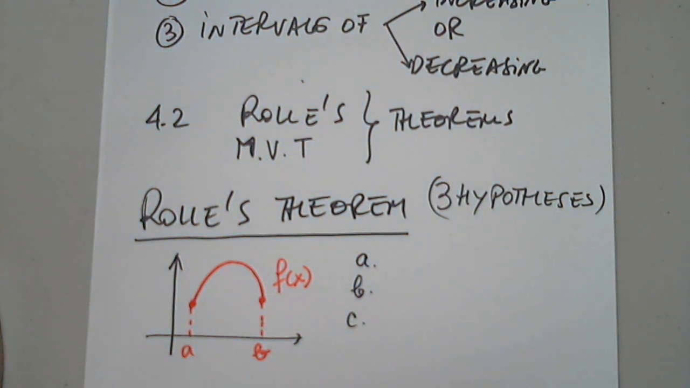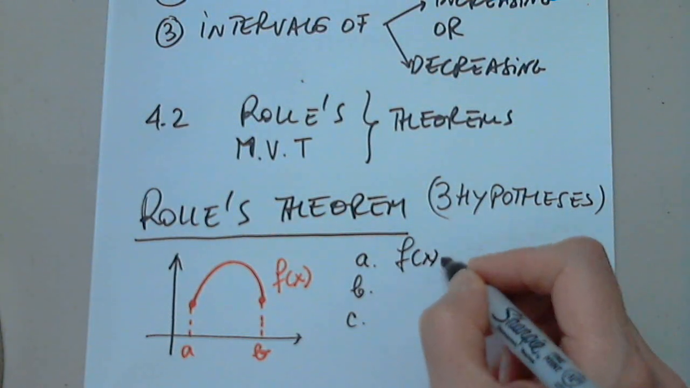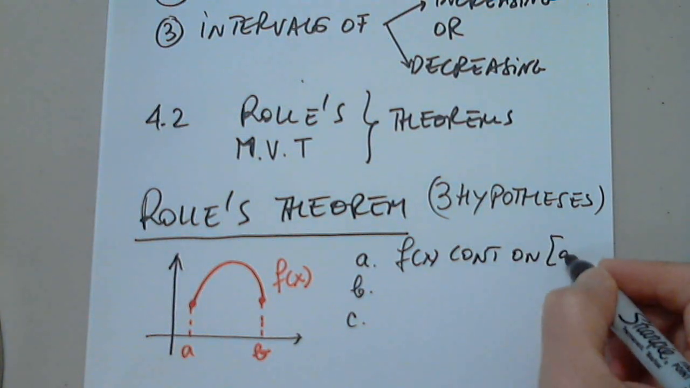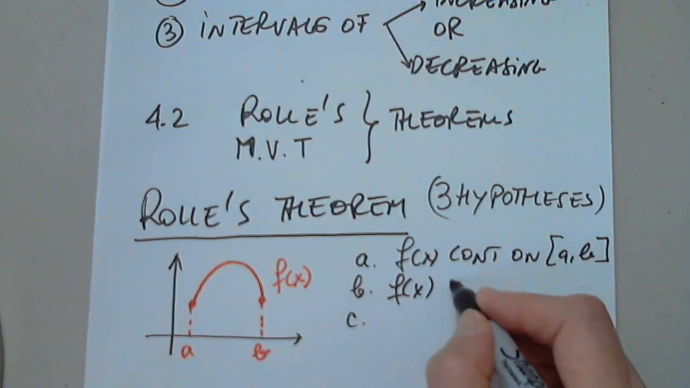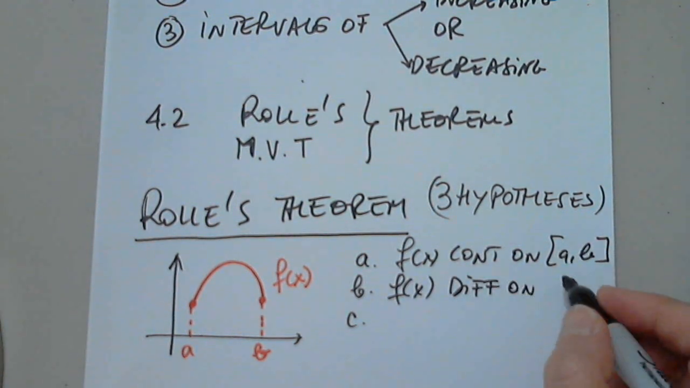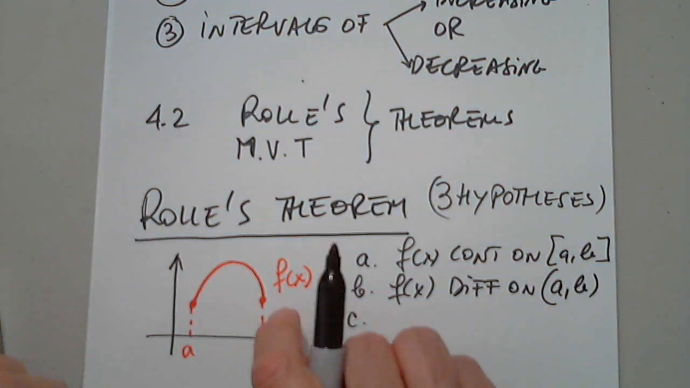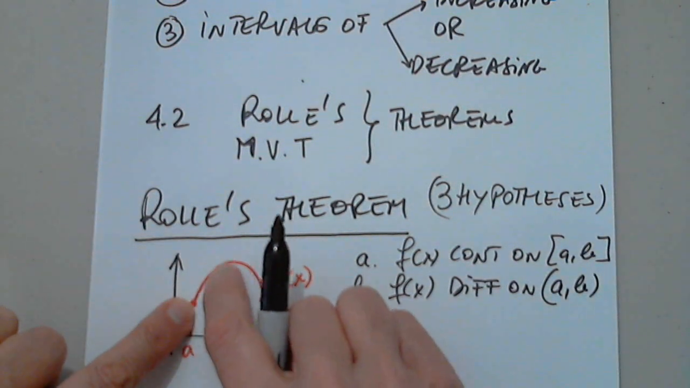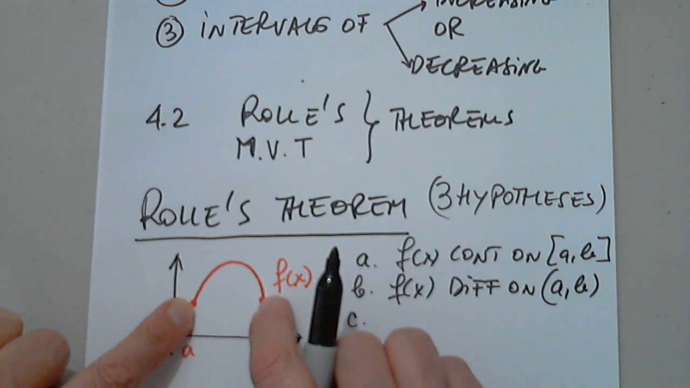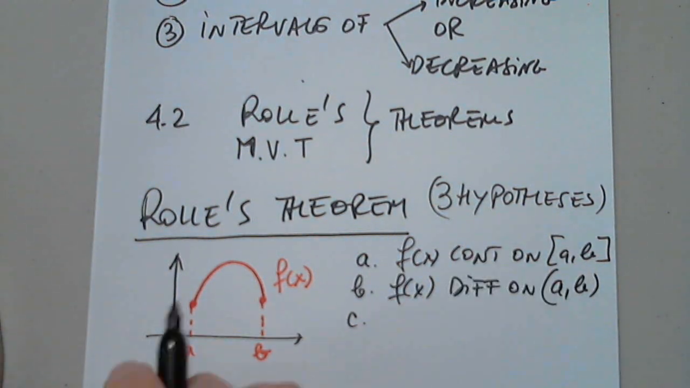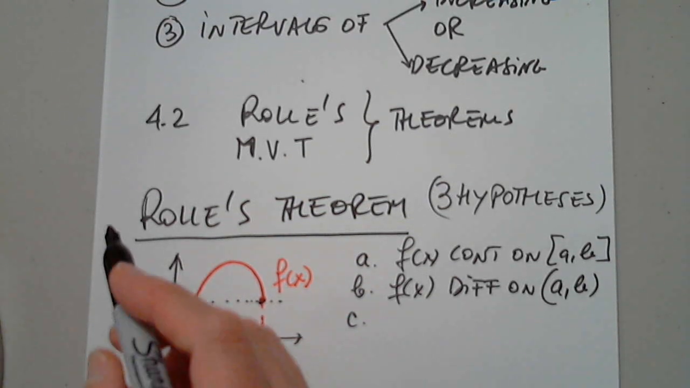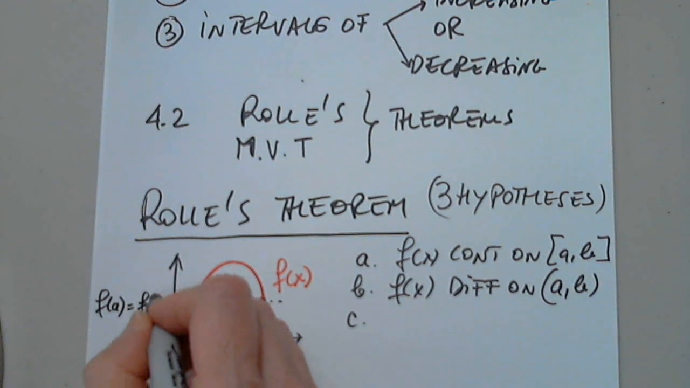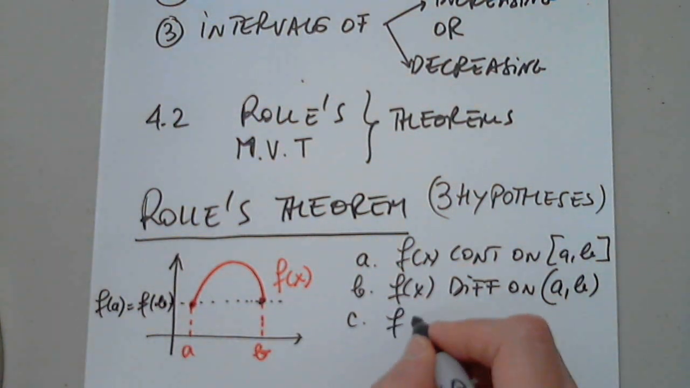Number one, would you agree that this function is continuous on [a, b]? Yes. Thank you. Would you agree that this function is definitely differentiable on the open interval (a, b)? It may not be differentiable at this point, we don't care, but is it differentiable everywhere else? No jump, no cusp, no corner. Yes, perfect. Also, notice one thing. I specifically graphed the function in such a way that f of a equals f of b. So that's the third hypothesis.